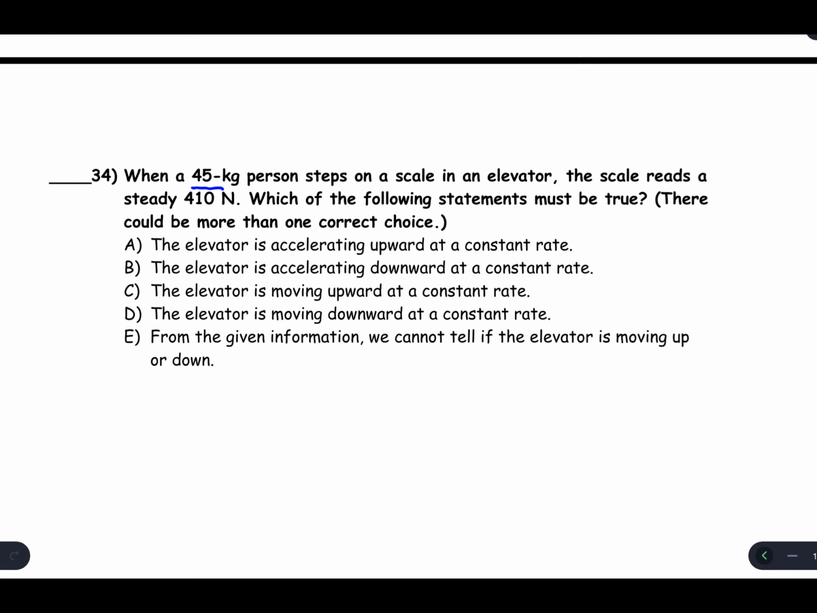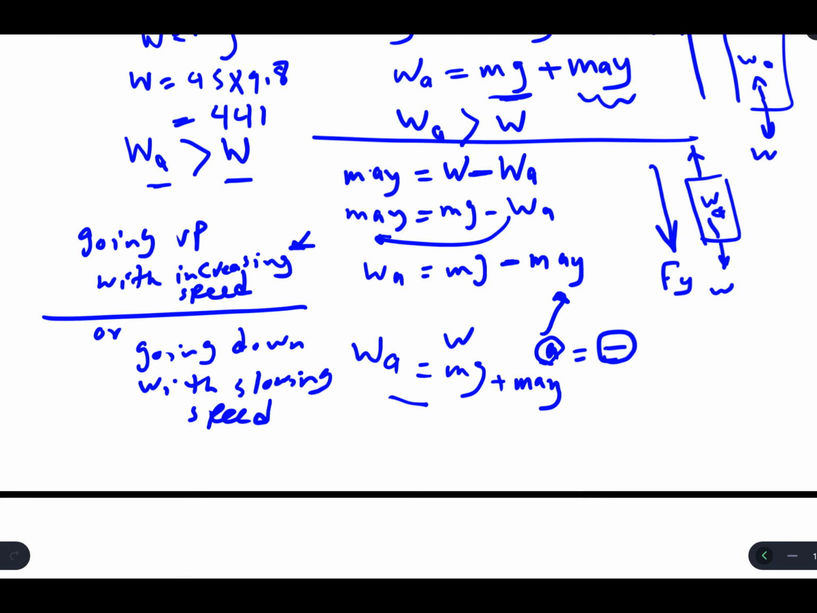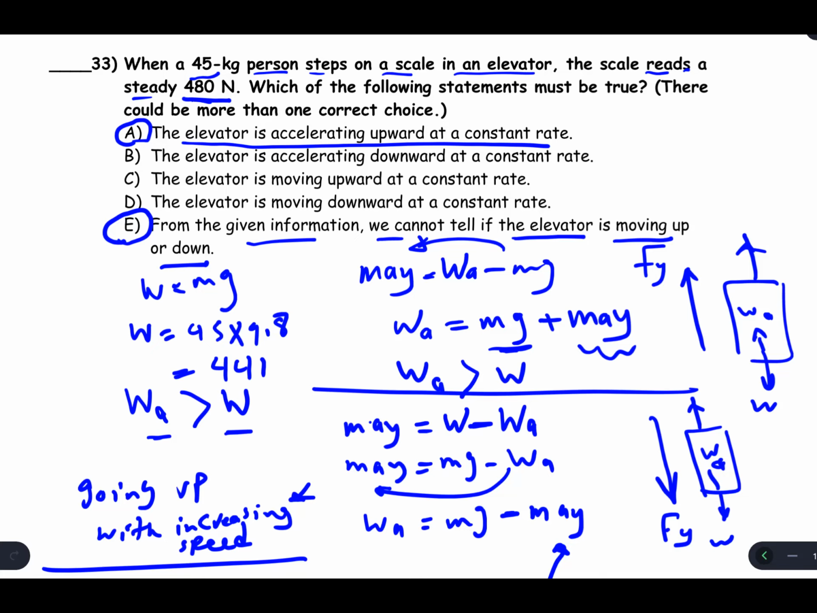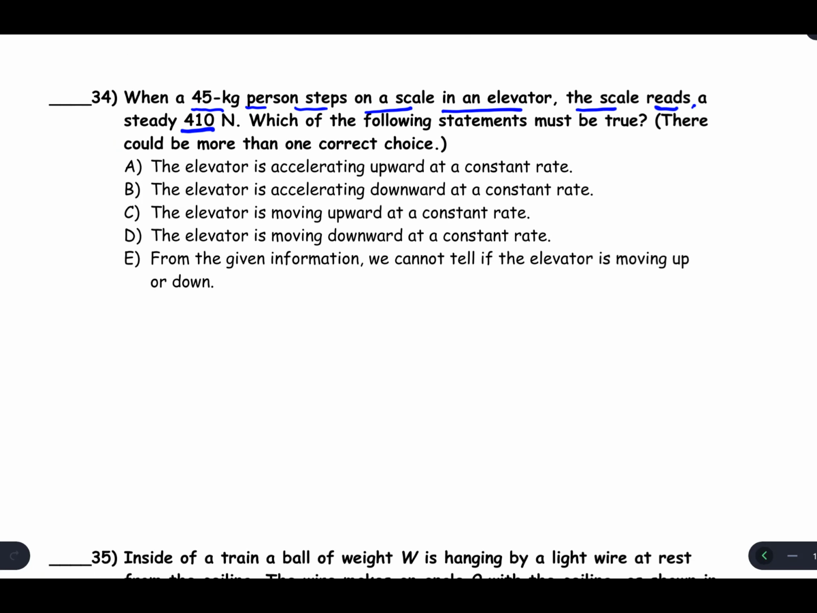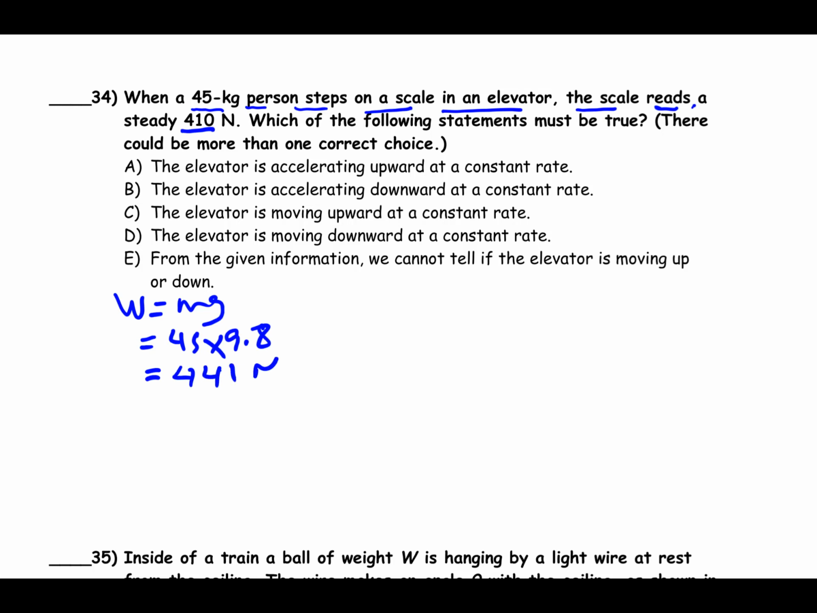When a 45 kilogram person steps on a scale in an elevator, the scale reads 410. The same problem, I think. No, 410. The one before was 480. Let's find something. W equals mg equals 45 times 9.8, which means 441 Newton. That means the apparent weight is less than the weight, 410.